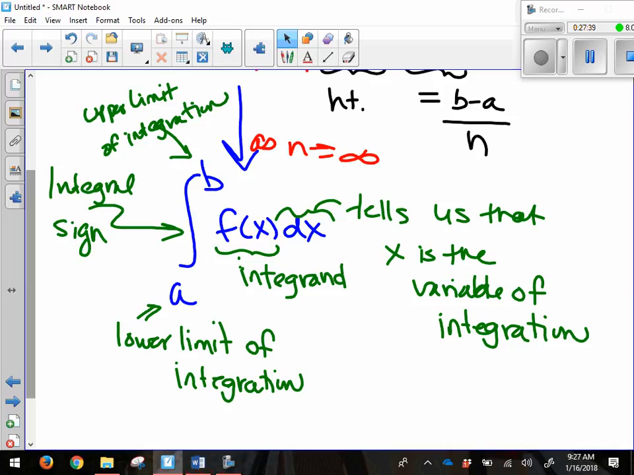So you read this as, because it's important when you're sitting in a calculus class and a professor points at you and tells you to read a problem, that you feel confident that you can do it. Okay? So this is the integral from a to b of f of x dx. Or you might say the integral from a to b of f of x with respect to x. Okay, but that's how you read it.